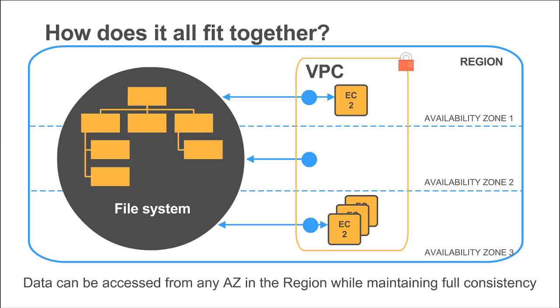And keep in mind that data can be accessed from any of the AZs in the region while maintaining full consistency. So you can have your EC2 instances spread across multiple AZs, all accessing the file system, and each of those instances will see a consistent view of the file system.